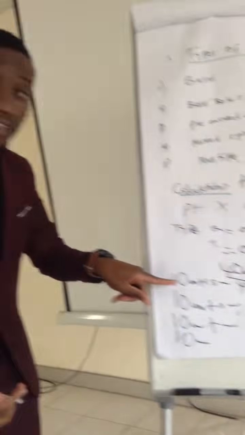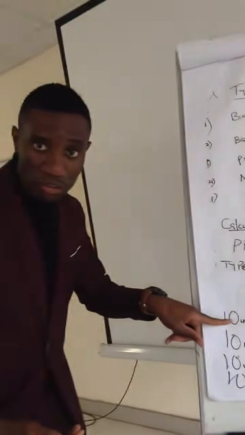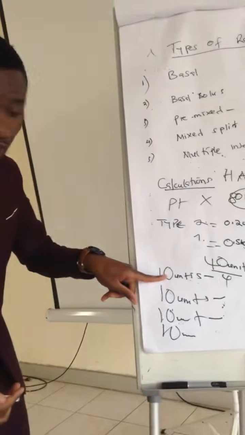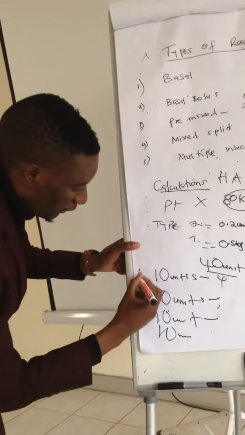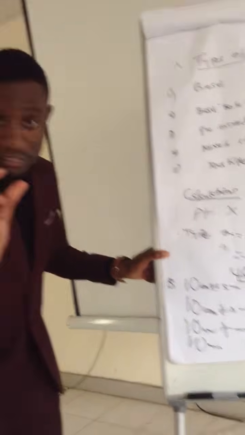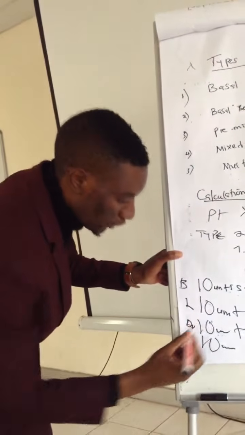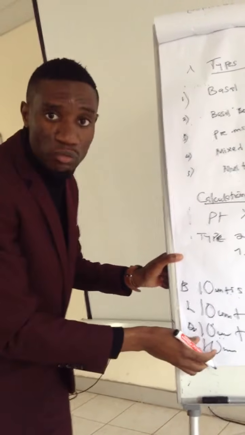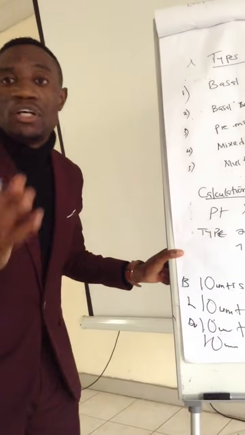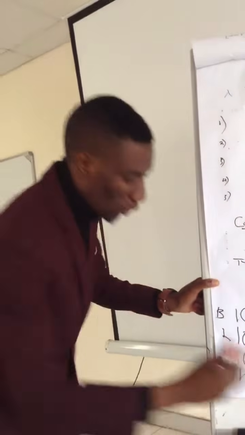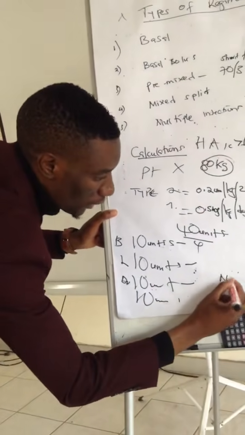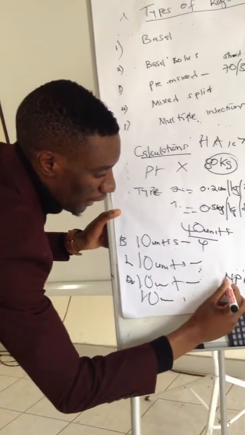So here, they'll be getting 10 units before meals. Breakfast, 10 units they get. Again here at lunch, 10 units they get. And this one is dinner or supper. And then the last 10 units here will be the basal insulin. They can use either NPH or glargine.